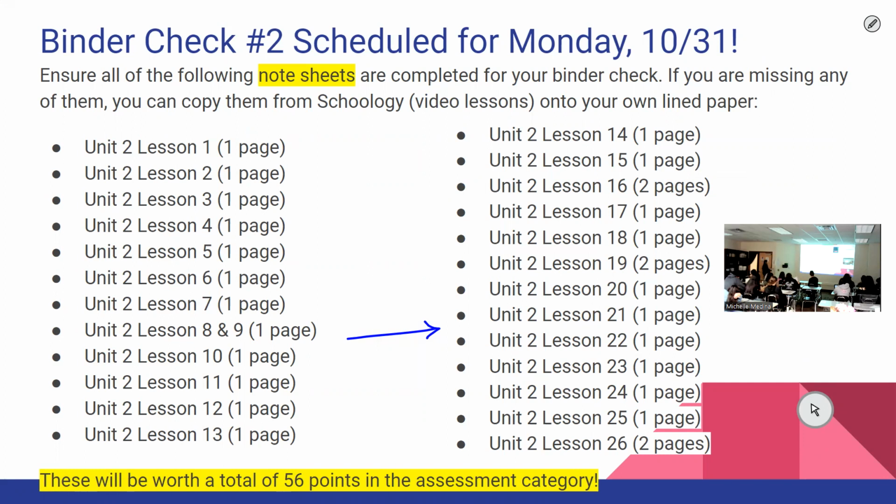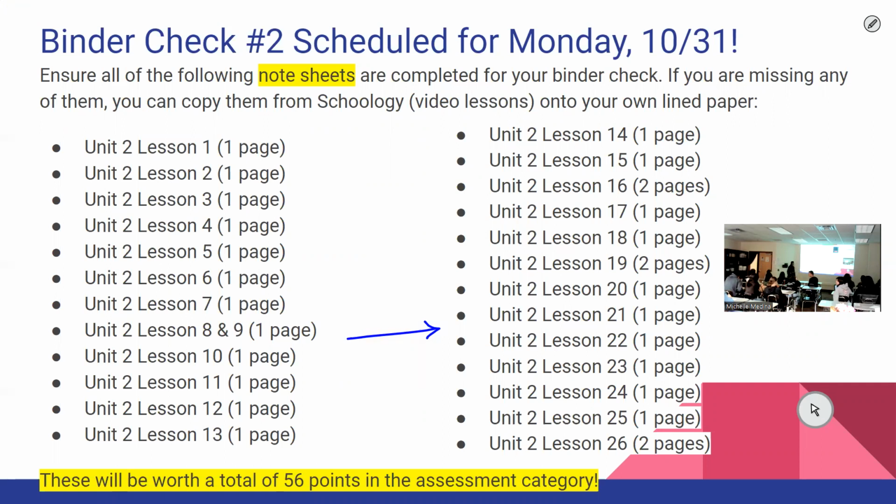So also friendly reminder, your binder check is scheduled for Monday. So here's the list of everything you should have. I literally just count the pages, times it by 2, and that goes in the assessment category. So once I edit this, it'll be at 54 assessment points. So what score will you get if you only have 10 of the pages? Good. 20 out of 54.